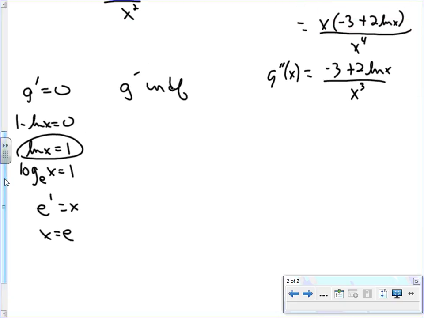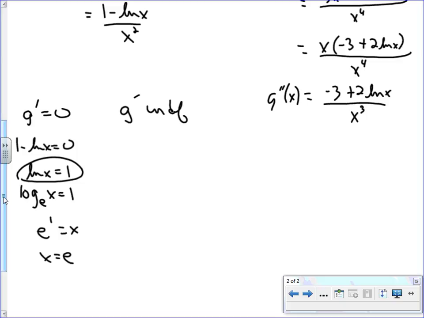Okay? G prime is undefined. What do we put down? x squared. X squared cannot equal 0. X squared equals 0, and that's x equals 0. We don't have to worry about that because it's not in the domain. But we have to check for it. Okay? Our domain is greater than 0. We have to check for it.